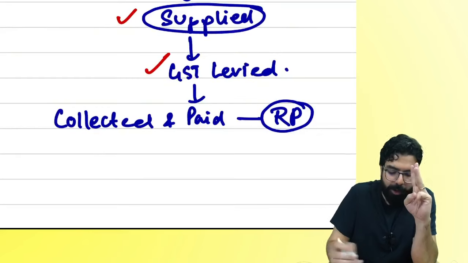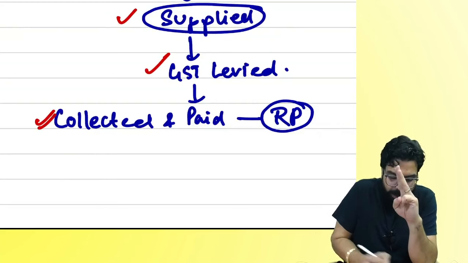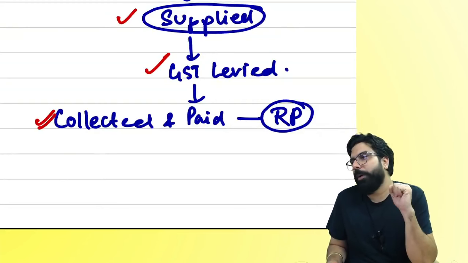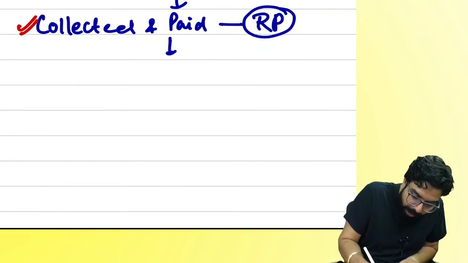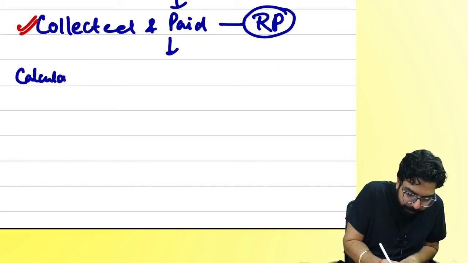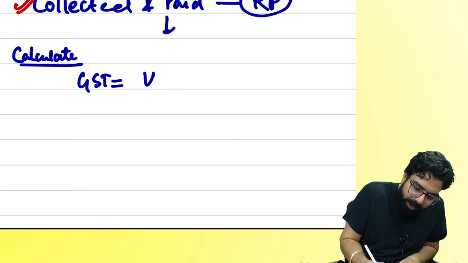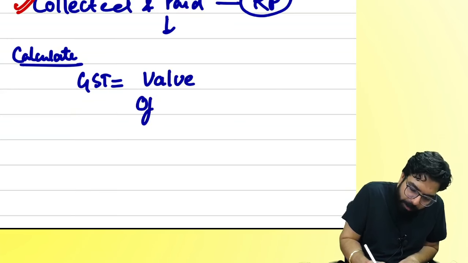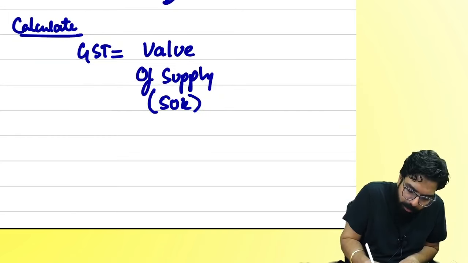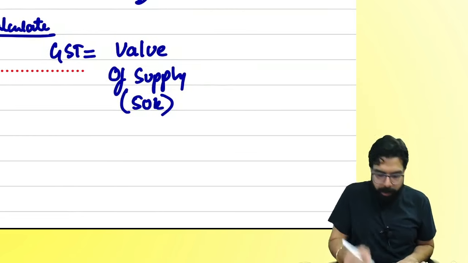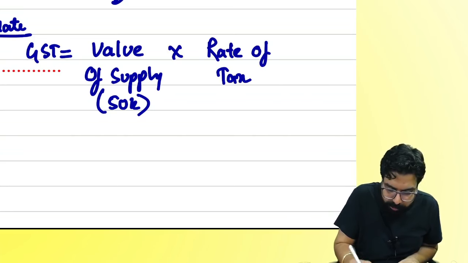Does GST get imposed on the mobile? Louder, everyone. I have to collect GST from you and pay it to the government. Are we clear? When I have to collect, I will calculate. Do you agree with me? How do you calculate GST? GST is equal to the value of my supply. Supposing I sold you the mobile phone for 50,000. The value of my supply is 50,000 multiplied by the rate of GST.